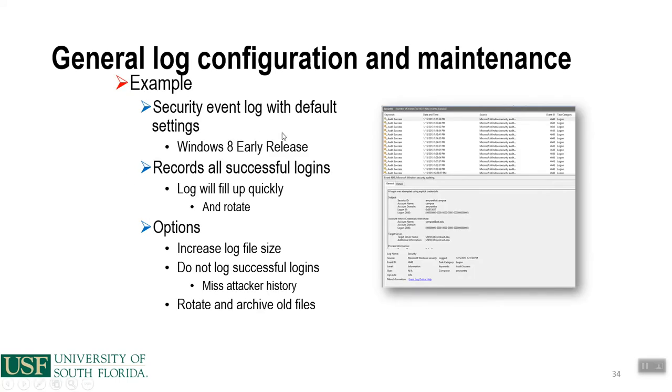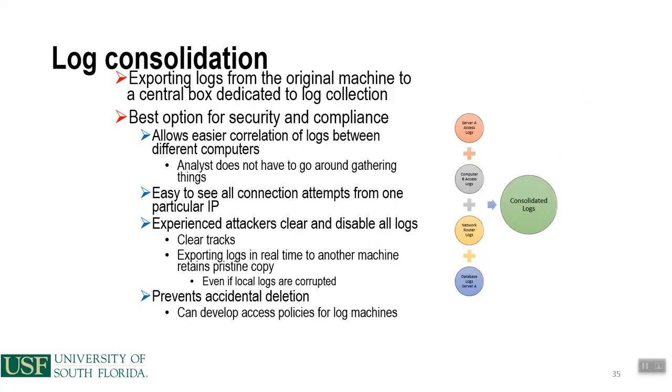So for example, a security event log with default settings in Windows 8 early release records all the successful logins, so the log will actually fill up very quickly and it'll rotate. The options are to decrease the log file size, not log the successful logins, though you may miss the attacker history, and rotate and archive the old files. These are the types of things you want to take into account when storing log files, because there could be millions of log files generated every single day within a very large organization. So making sure that you have the appropriate mechanisms in place to store the log files and analyze them accordingly is critical. And speaking of storing them appropriately, there's a concept of log consolidation.